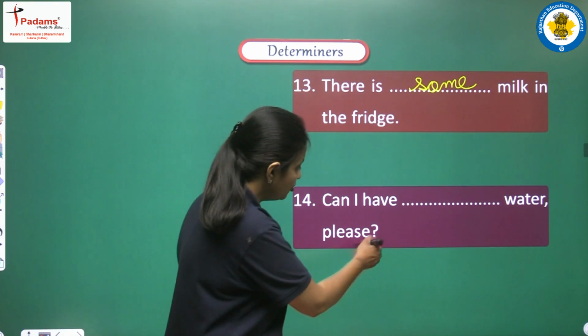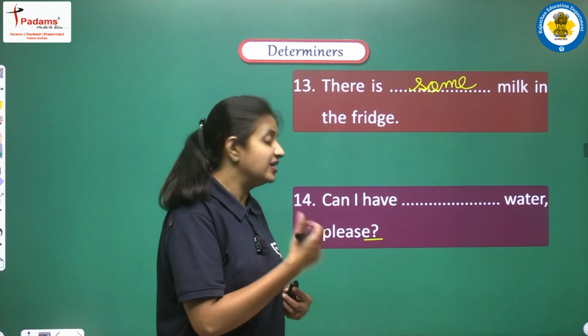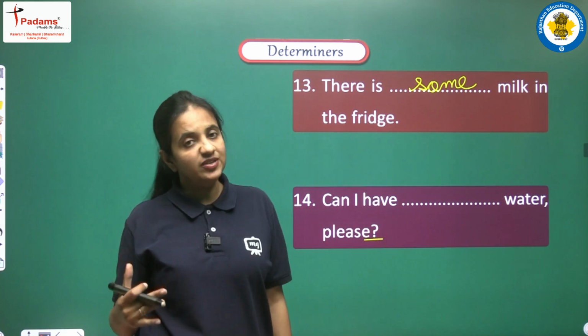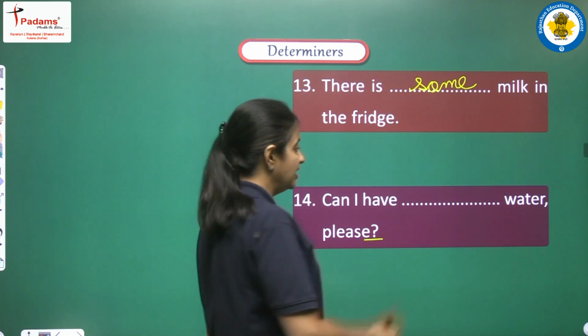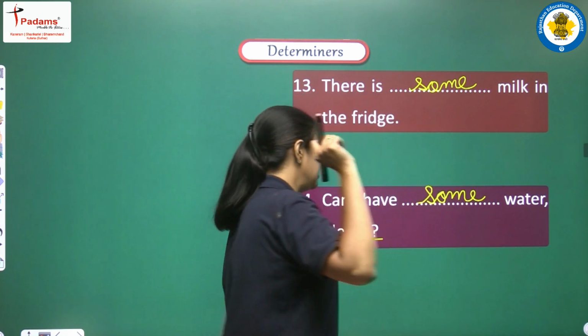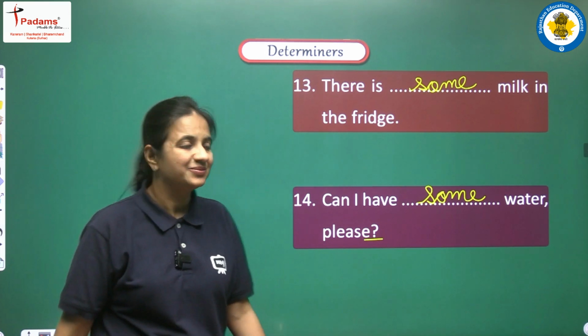Next sentence, can I have water please? So we are having a question mark, we are having an interrogative sentence, but we are having one kind of request. We are requesting water, and because we are requesting something, in this blank we have to use some. And the sentence will be, can I have some water please?